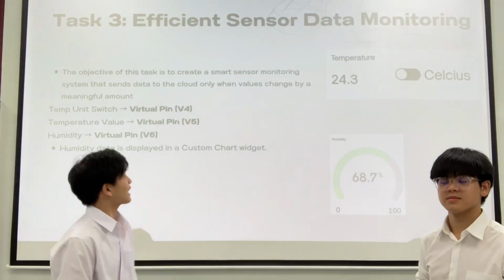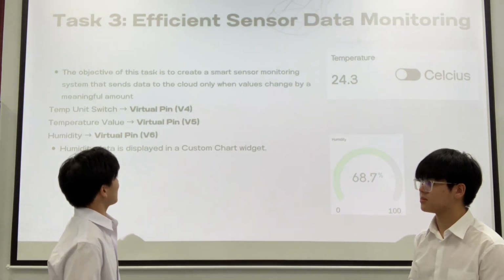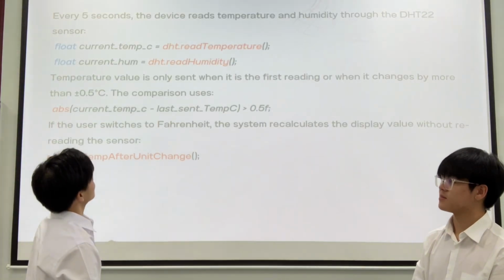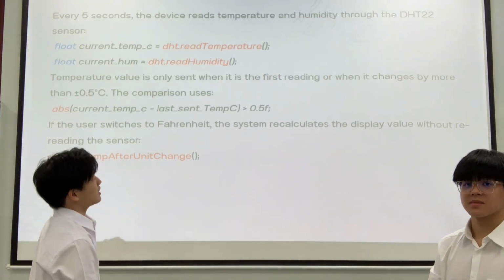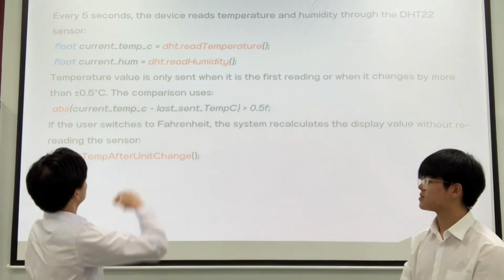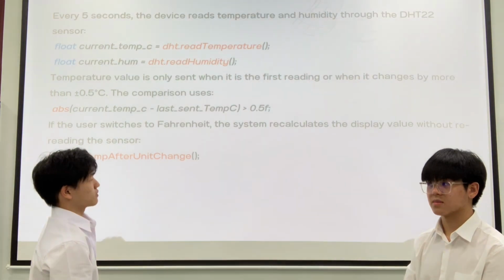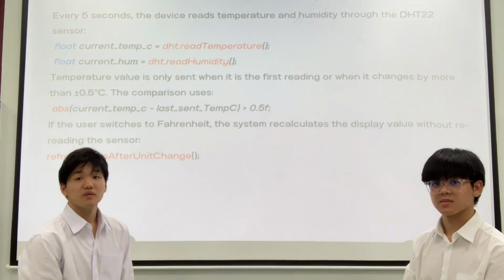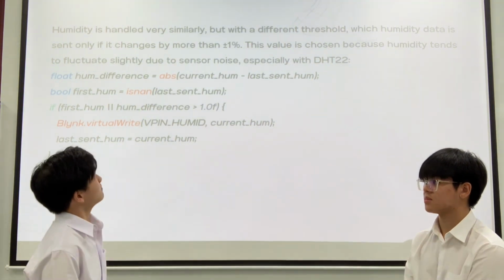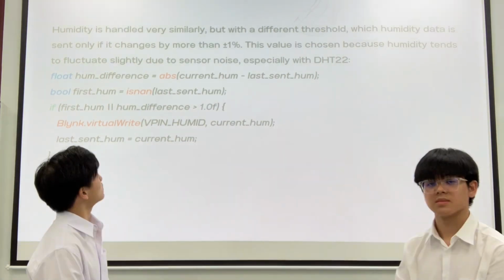The objective of task 3 is to create a smart sensor monitoring system that sends data to the cloud only when values change by a considerable amount. Every 5 seconds, the device reads the temperature and humidity through the DHT11 sensor, through the two commands on the top. The temperature value is sent when it is the first reading or when the temperature changes by more than 0.5 degrees. Humidity is handled very similarly, but with a different threshold: humidity data is sent only if it changes by more than 1%.